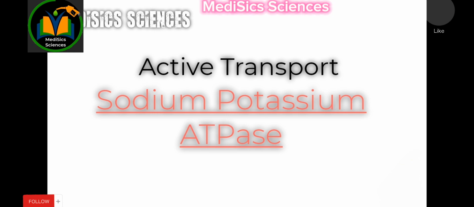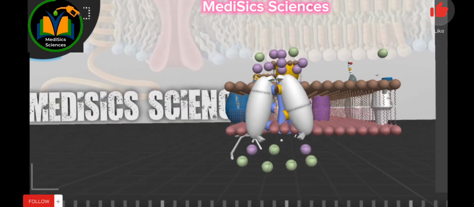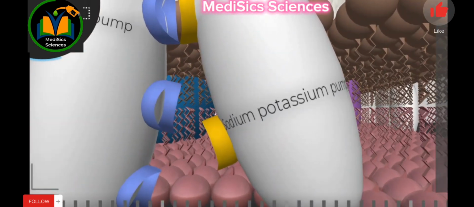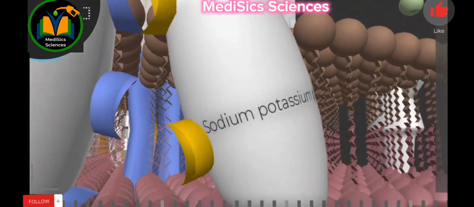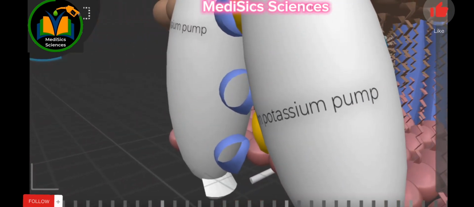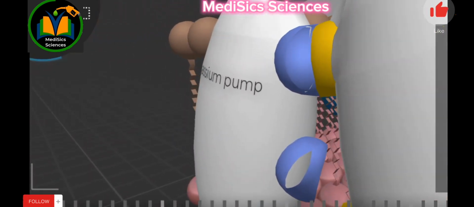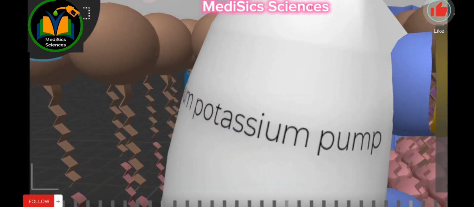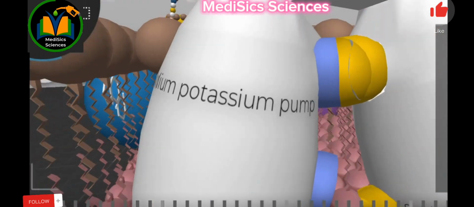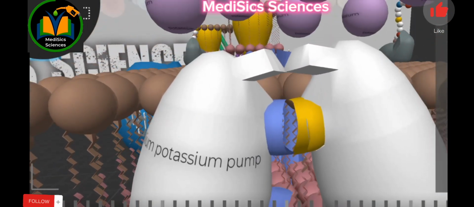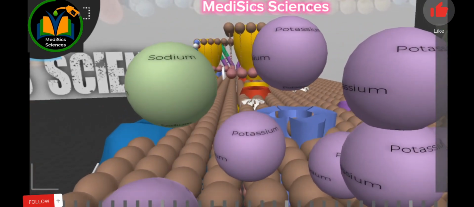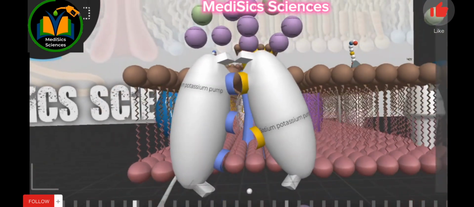Sodium-potassium ATPases. Every cell membrane is rich in a special type of transport protein called sodium-potassium ATPases. These are special type of carrier proteins. They have special pockets for the transportation of potassium and sodium. These pockets are also called domains. 2 pockets for potassium and 3 pockets for sodium. The domains love to bind with sodium and potassium.